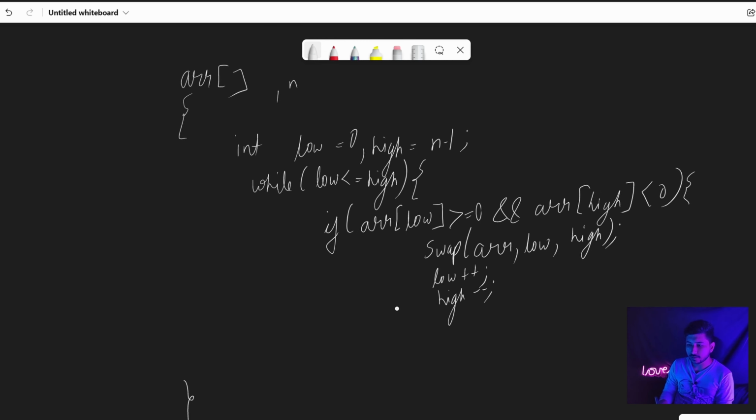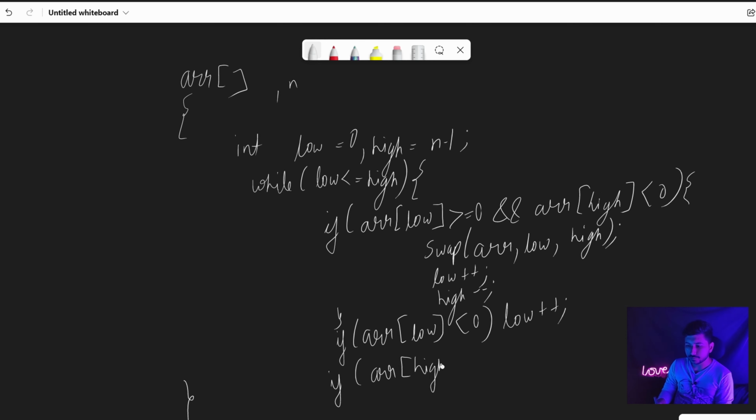After that, the second condition that we check is if array of low is less than 0. If it is, then all we have to do is low plus plus. And the last condition is if array of high is greater than or equal to 0, then we do high minus minus. This is the only code that is required.